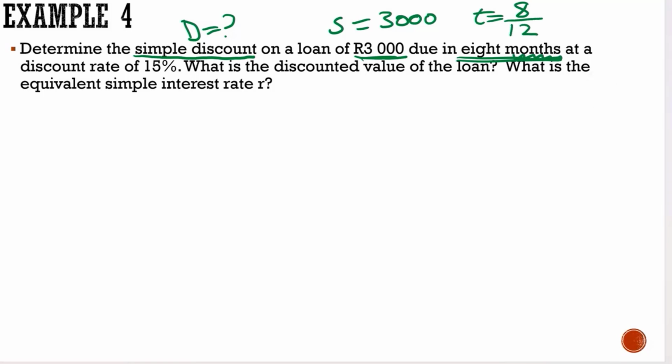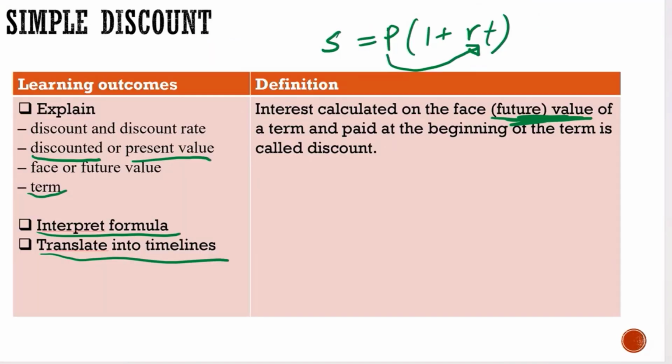Okay, at a discount rate, you are told that the discount rate is equal to 0.15. I'm converting the 15% by dividing it by 100. 15 divided by 100 is 0.15. What is the discounted value? Okay, remember what we said here, a discounted value. We said we've got different ways of naming these things. I'm just throwing here different ways of how these things are named, so then you don't get confused. A discounted value is the same as the present value.